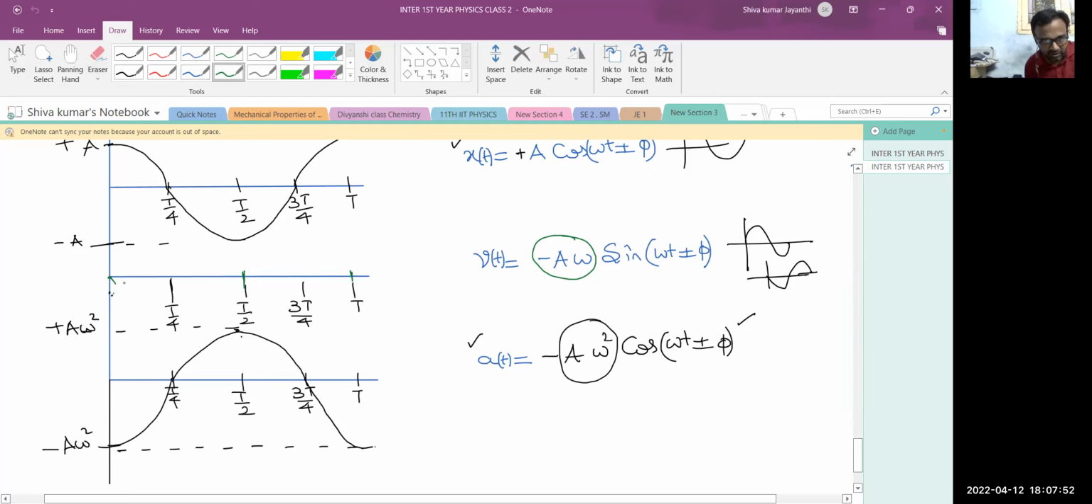See here, you see, at 0 it is 0. T by 4 means what? 2 pi by 4. That is only 90. T by 4 is only 90. Here it should be. And T by 2 is pi, 180 degrees. So it should go like this, then here it will become maximum again.